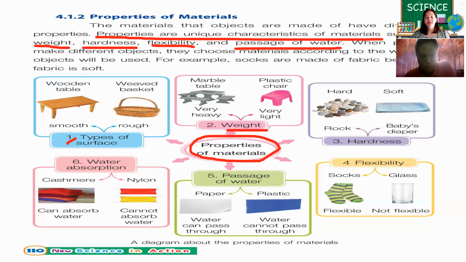So number 2, we have the weight. How heavy a material is. Example, we have the marble table and a plastic chair. It is made of marble, cement. So this must be very heavy. And the plastic depends on how big the plastic is. But with this plastic chair, it's very light. Yes, it's easy to move. So that's how we compare it.